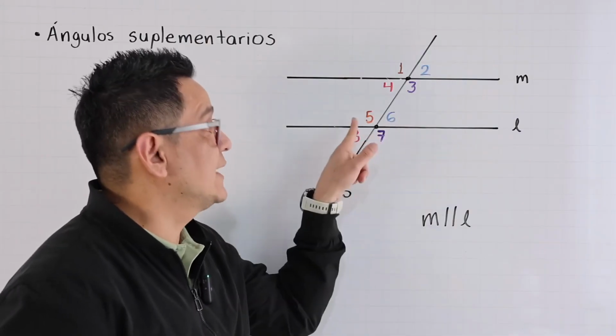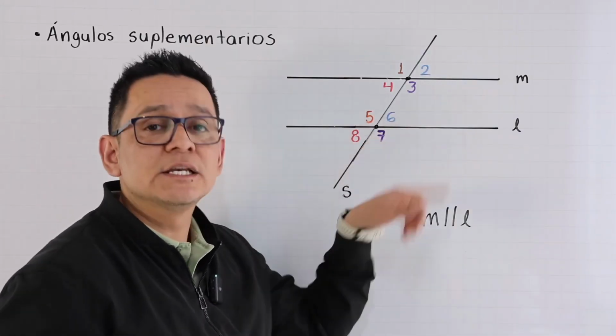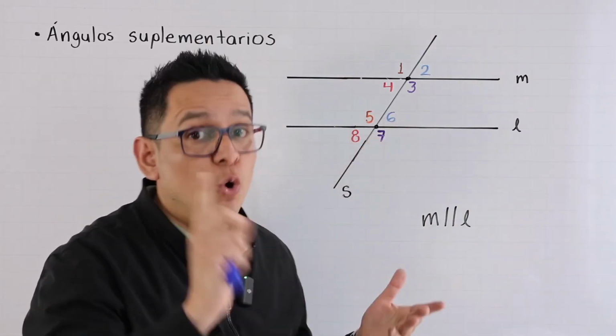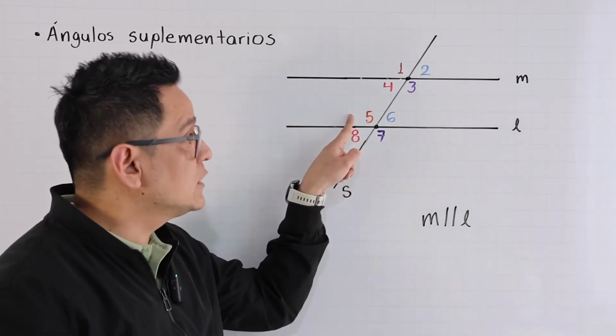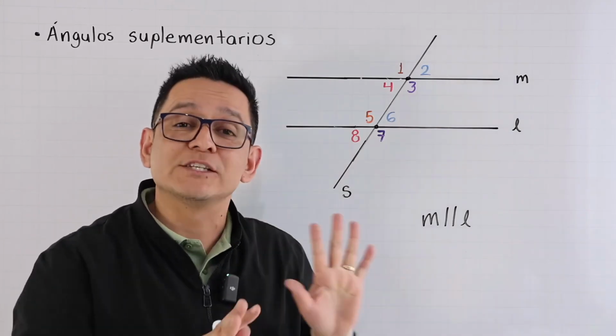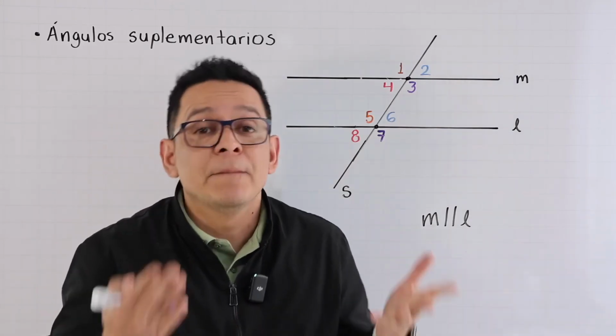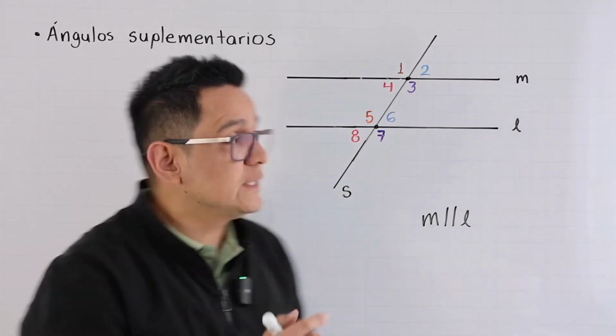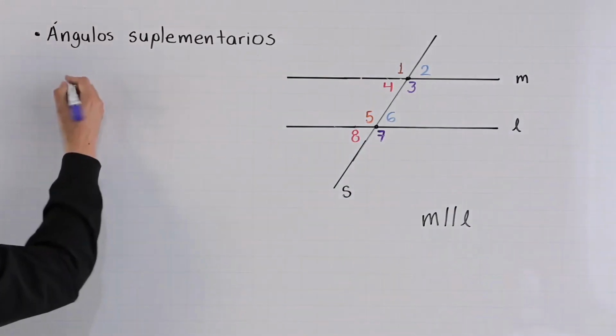Well, in this case, I would say that angle 5 and angle 6 are supplementary angles. Or I can say that angle 5 is the supplement of angle 6, or the other way around. Why? Because they add up to 180 degrees. That is, they give me a straight angle. Therefore, we can express this in the following way.